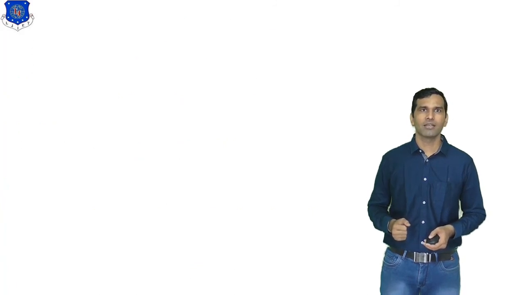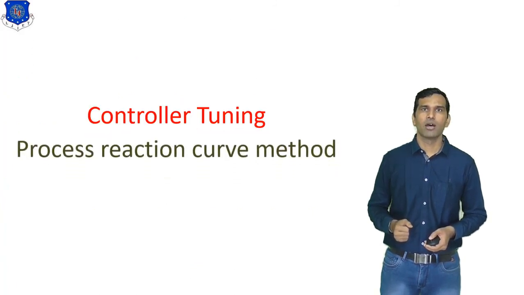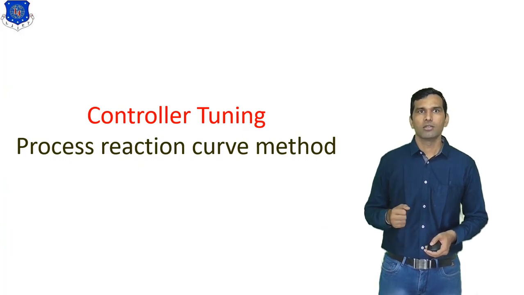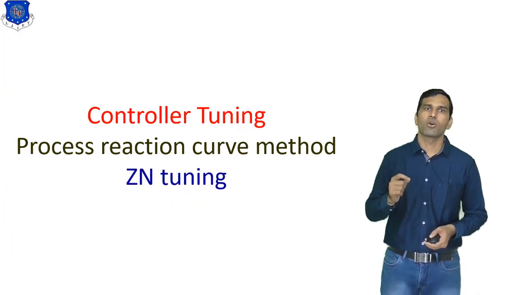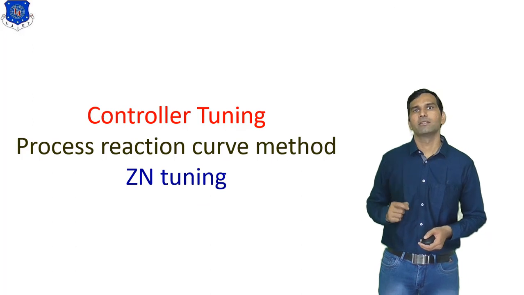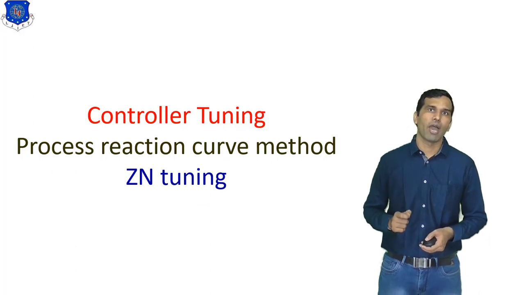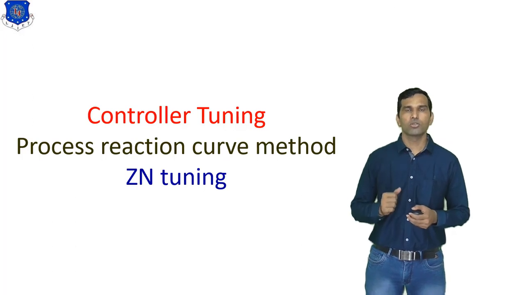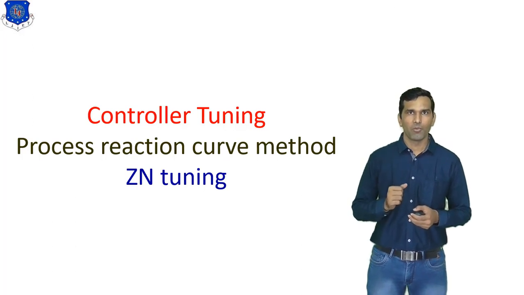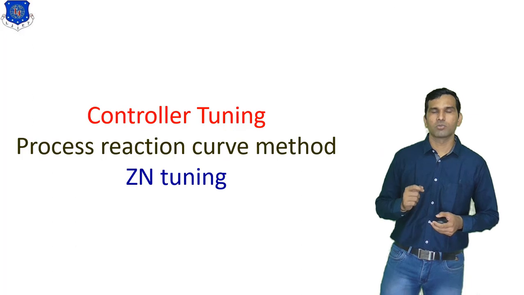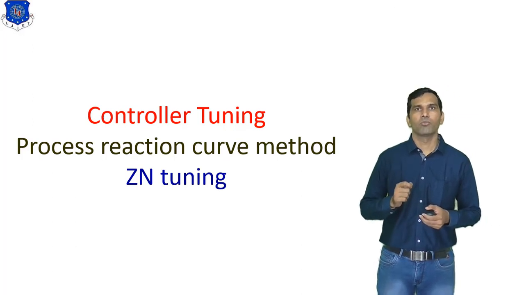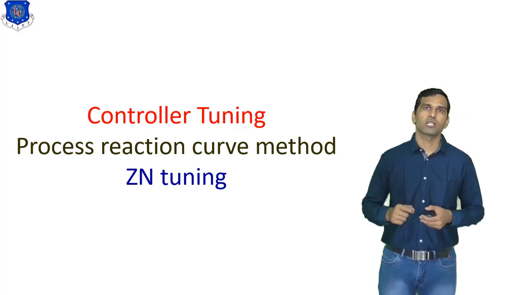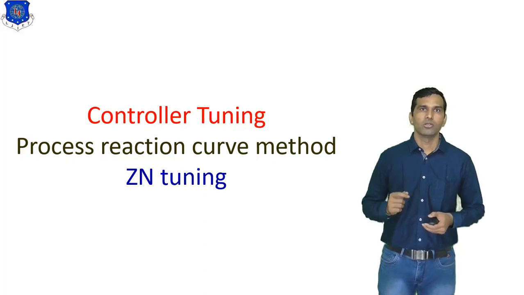So in this lecture we discussed two controller tuning methods. First is the process reaction curve method and second is ZN tuning. From the GPU point of view, these two methods are very important, because many times a question is asked in the GPU paper to explain the process reaction curve and the Ziegler-Nichols tuning method. So these two methods are very much important.